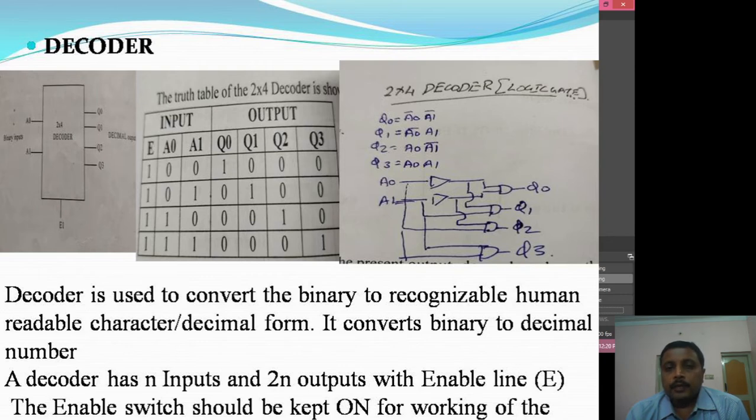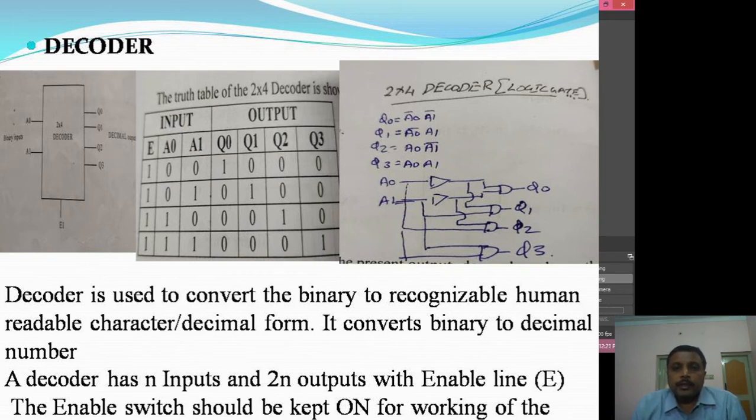The enable line should always be kept on for the working of the decoder. In the first sketch you can see an E being displayed at the bottom. So that enable state should be high. So E should always be in the 1 state for it to work.